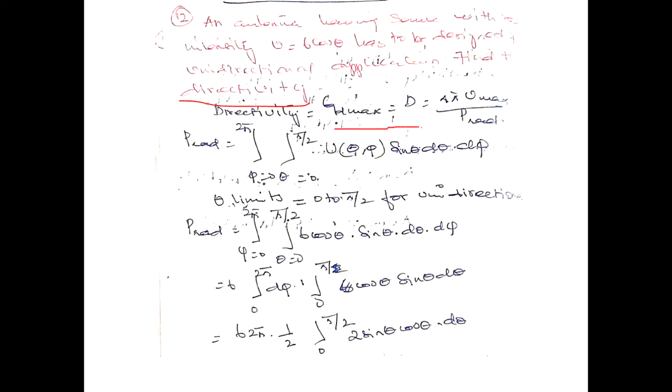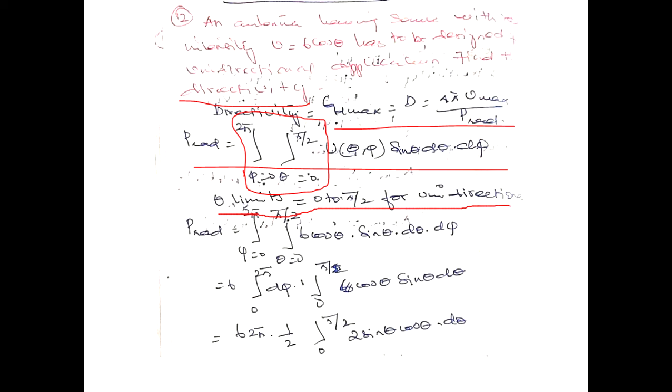You know the formula for directivity, that is equal to 4 pi U max divided by radiated power, and you know the formula for radiated power with respect to theta and phi. Here this is general. In the previous problem, we took the limits for theta and phi as 0 to pi, since it was given in the problem. But here the given antenna is used for unidirectional application, so the theta limits for unidirectional are 0 to pi by 2.